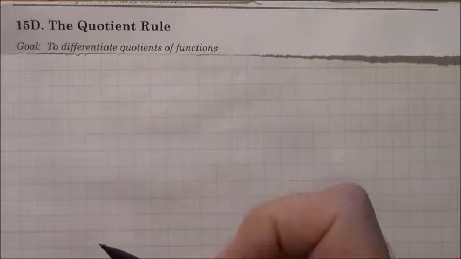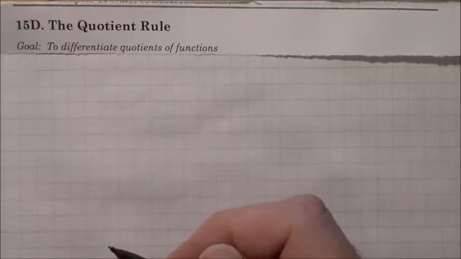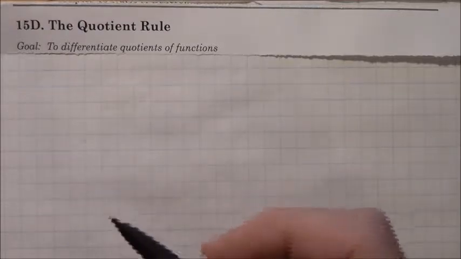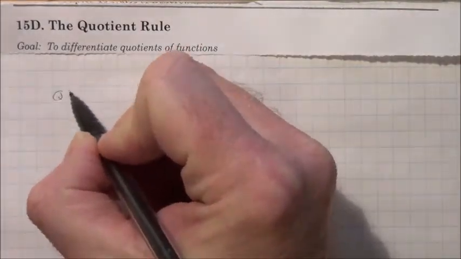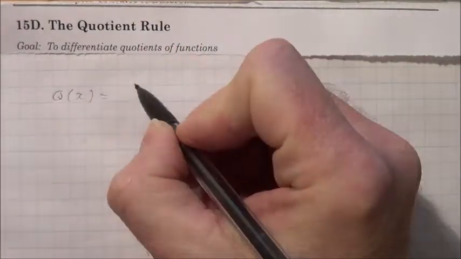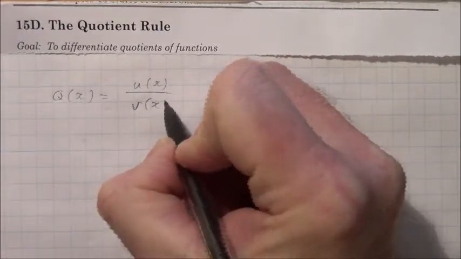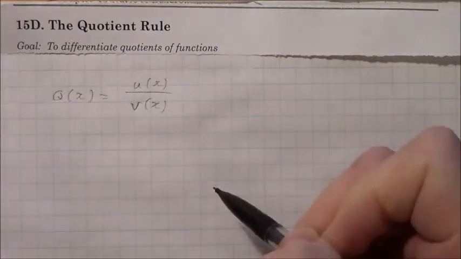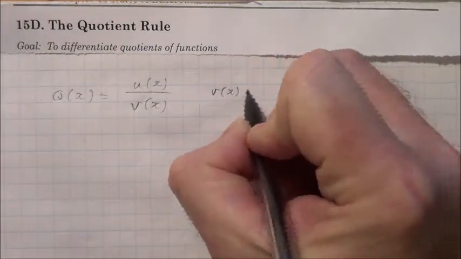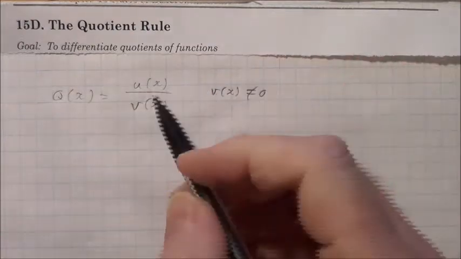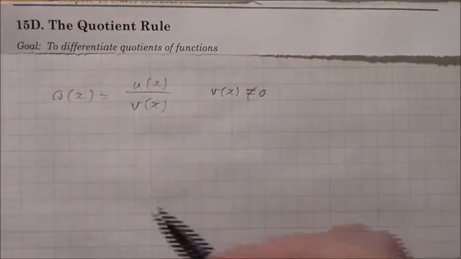Over the past few days we've looked at the chain rule and the product rule, and now of course we'll do the quotient rule. And the quotient, just to remind you, is the division of two functions. So if we've got u of x and v of x, then u of x is divided by v of x, and we have to make sure that v of x does not equal 0, otherwise this would be undefined.